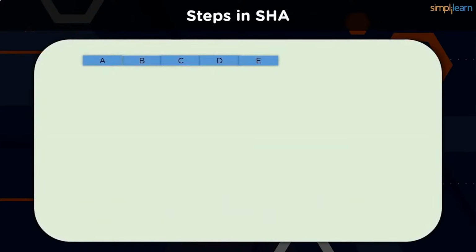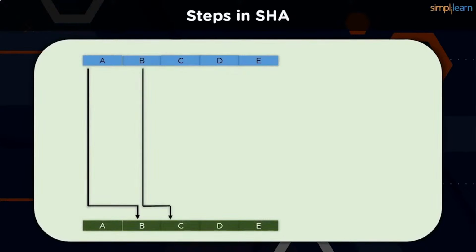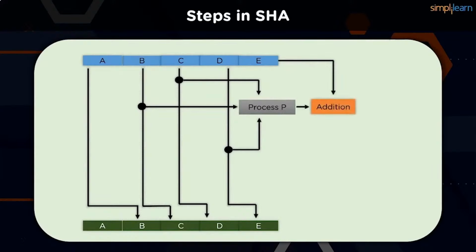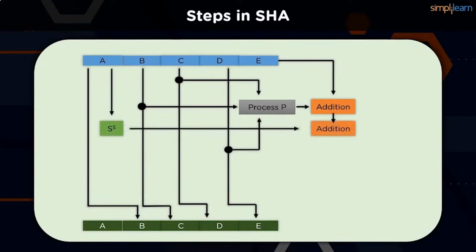We have our initial register using the 5 words of 32 bits each. In the first step, we put the values of A, B, C, and D to the subsequent register as the output. Next, we use a non-linear process P that changes depending on the round and uses the values of B, C, and D as input. Whatever output is generated from the non-linear process, it is added with the value of the E register. Next, the value of A is circular shifted by 5 bits and is added with the output generated in the previous step.